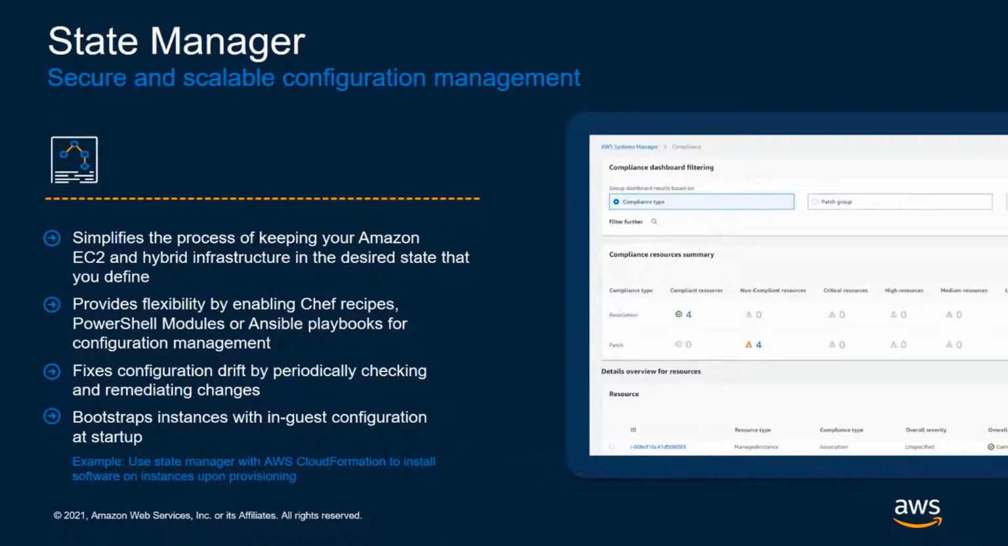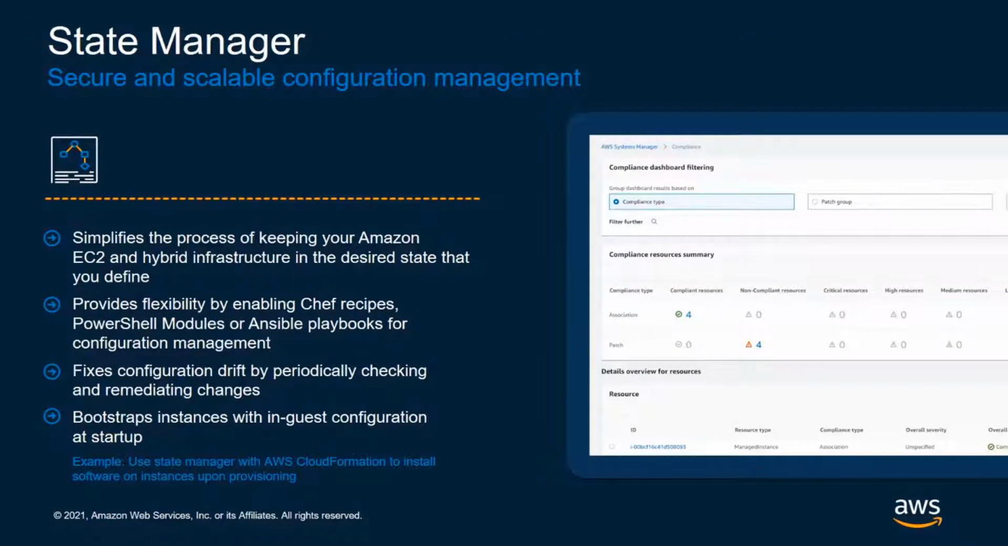The next capability that we're going to be talking about is State Manager, which helps provide secure and scalable configuration management for your AWS resources. Within State Manager, you are going to be creating what are called associations, which are associating a document with your specified resource, typically a managed instance within Systems Manager, but this can also be other AWS resources within your account.